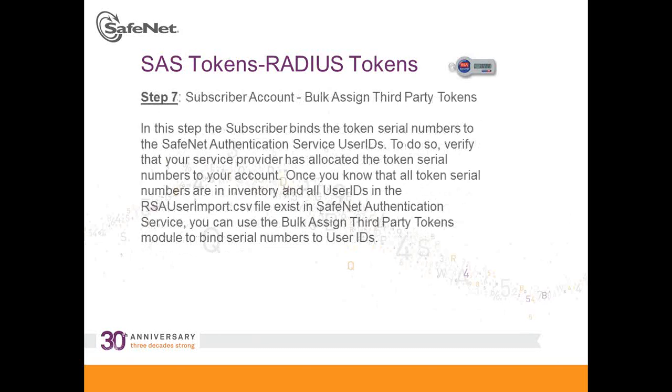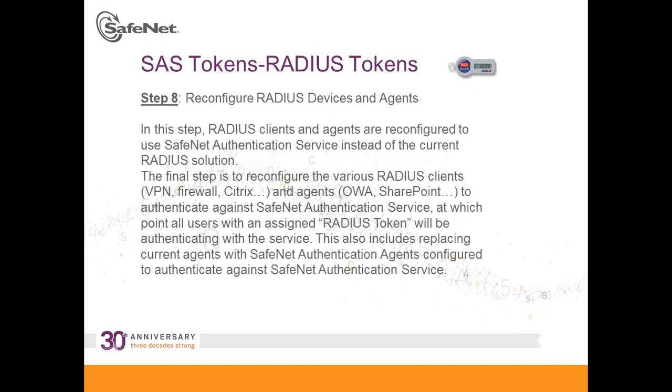Step seven, we have the ability to bulk assign, so we can bulk assign a user ID to a serial number based on a CSV file that would be exported out of the existing system. And step eight, we're going to reconfigure the radius devices and agents to point to SAS, and of course perform testing afterwards.